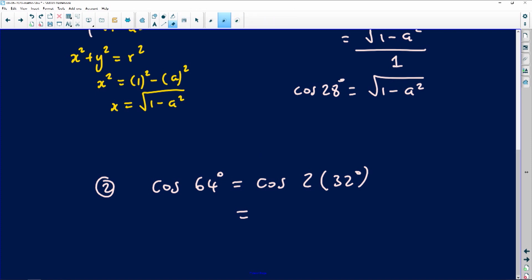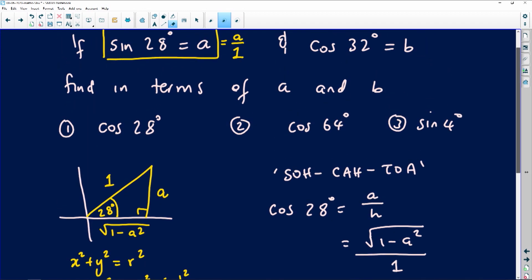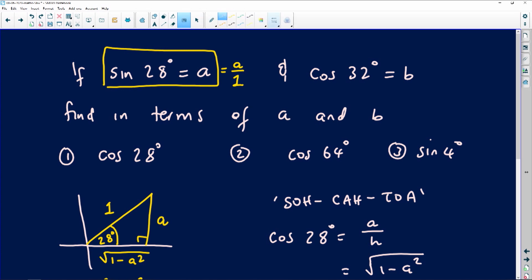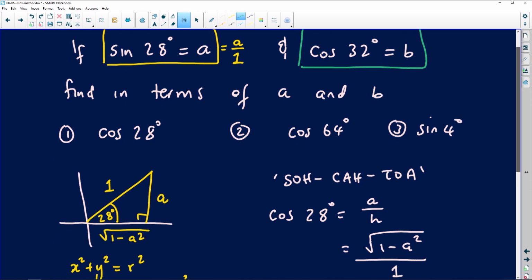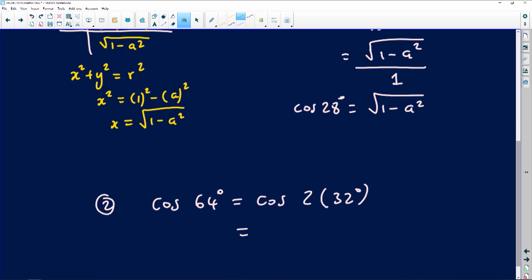Now, a double angle, of course, can be expressed in three different forms. You can write it in terms of cos, in terms of sine, or in terms of both cos and sine. So which one is ideal in this case? Let's look at what was given to us. As far as 32 is concerned, we were given cos of 32 as b. So it's wiser to express it in terms of cos only, because then we'll have 32 and we'll be able to find the solution without any complications.